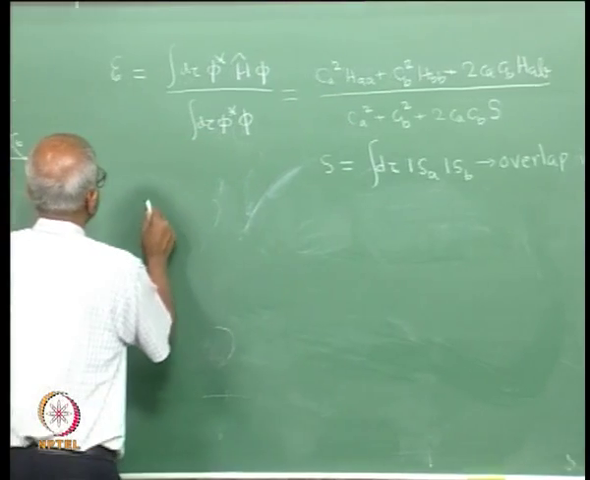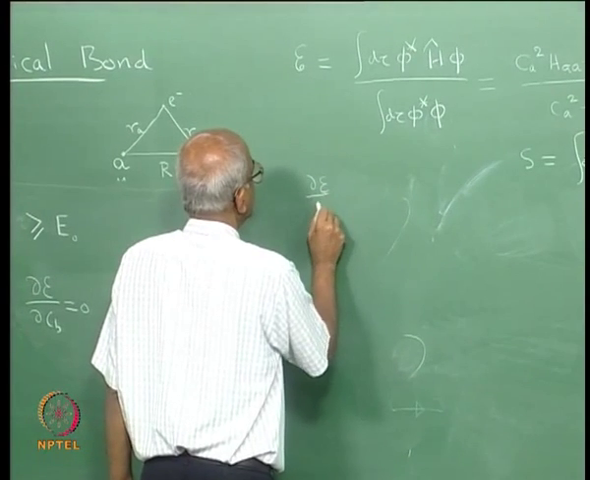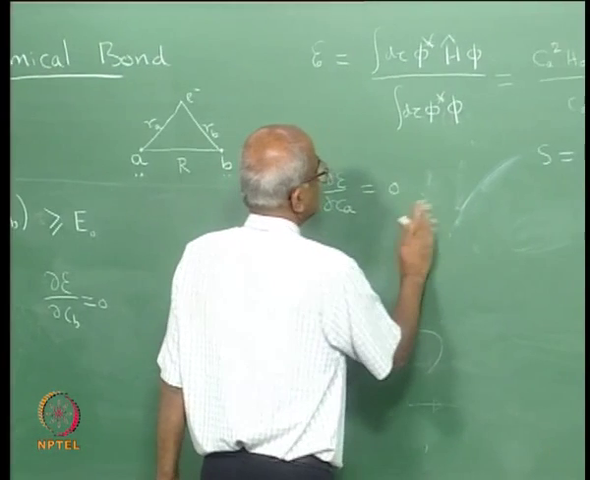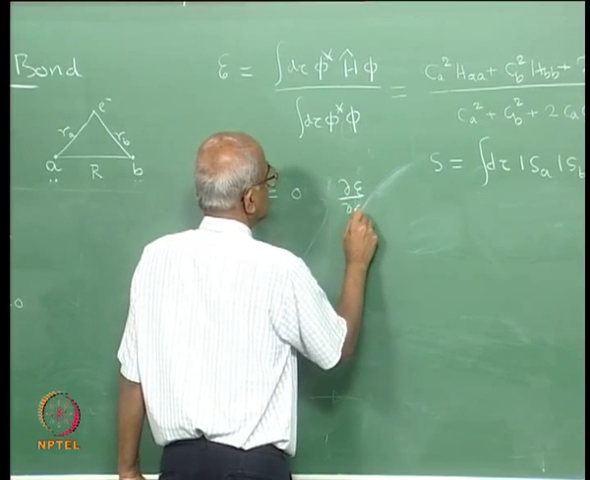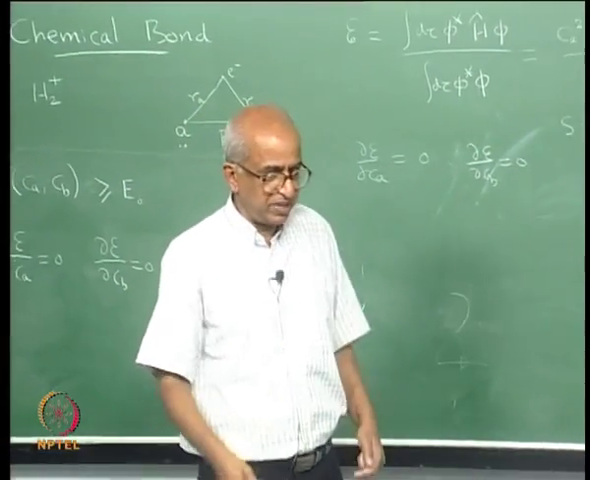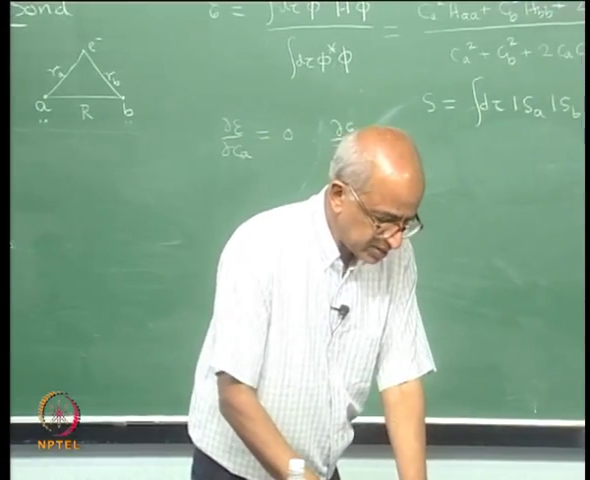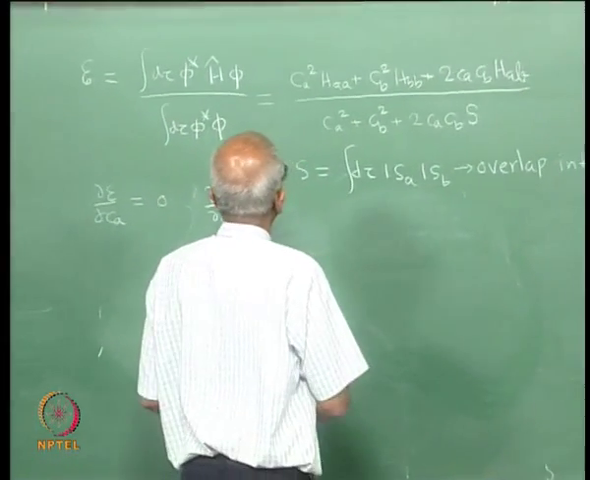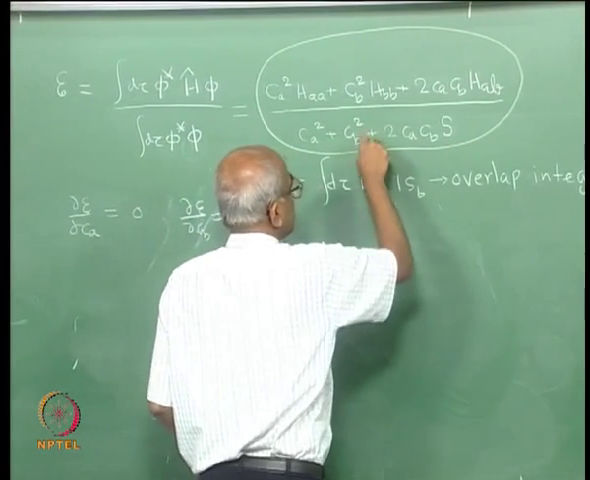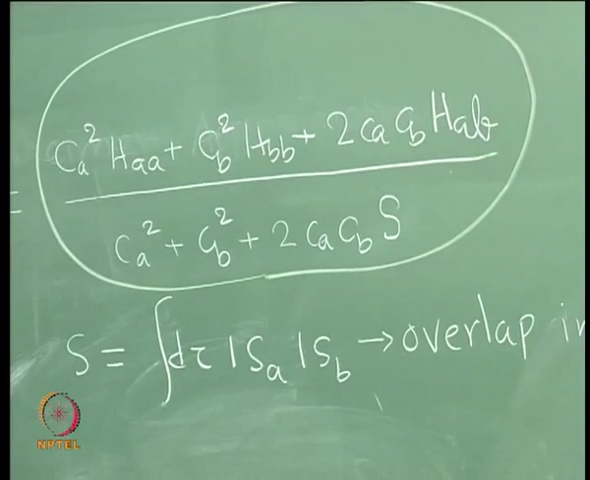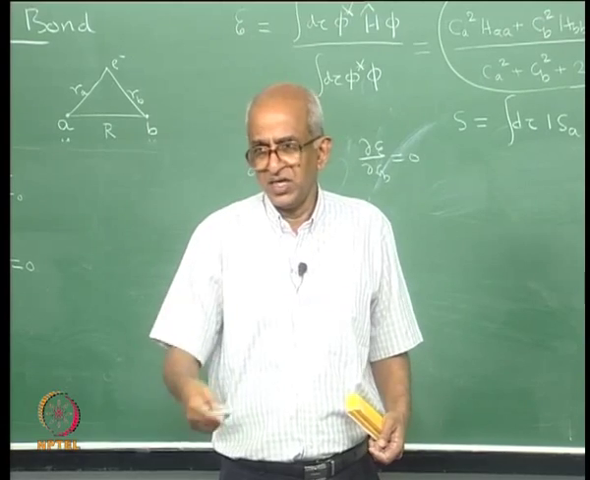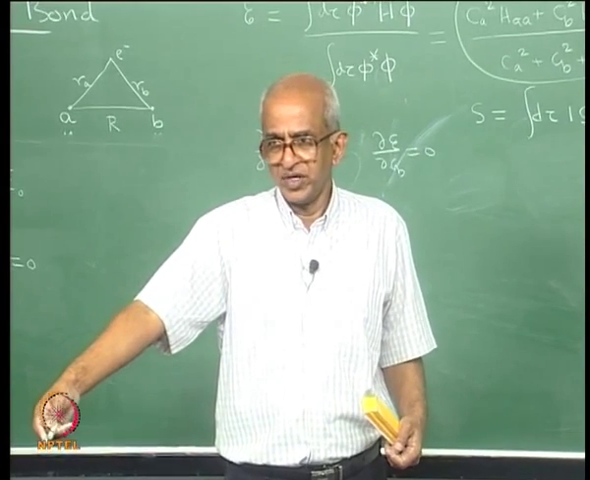How will I do that? The answer is that I will have to put dou E by dou CA equal to 0. I think it is already written here. I will have to put that equal to 0. I shall also have to put dou E by dou CB equal to 0, right. These are the two conditions to have a minimum. Now, this means that I have to take this expression and differentiate that with respect to CA, put the derivative equal to 0, and then differentiate that once more with respect to CB and put that derivative equal to 0. Okay.